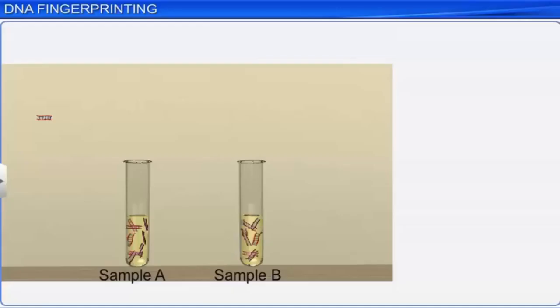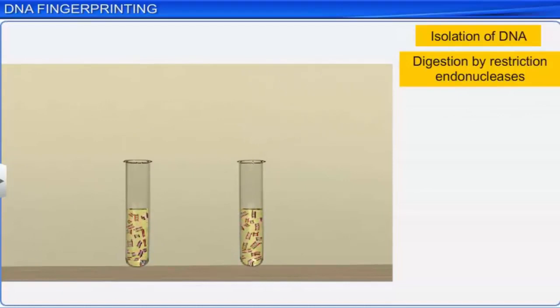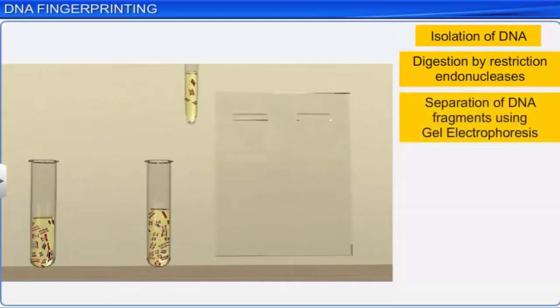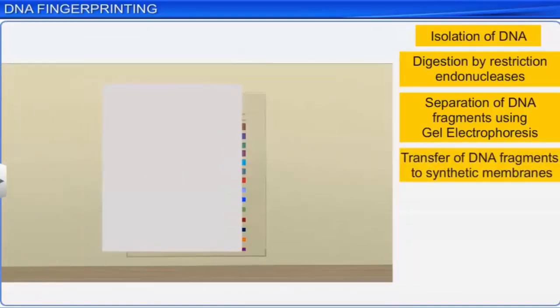Let's now study the steps involved in the DNA fingerprinting technique. First, the DNA is isolated and then digested by restriction endonucleases, which results in DNA fragmentation. Next, these DNA fragments are separated with the help of gel electrophoresis. And then transferred to synthetic membranes like nylon or nitrocellulose.